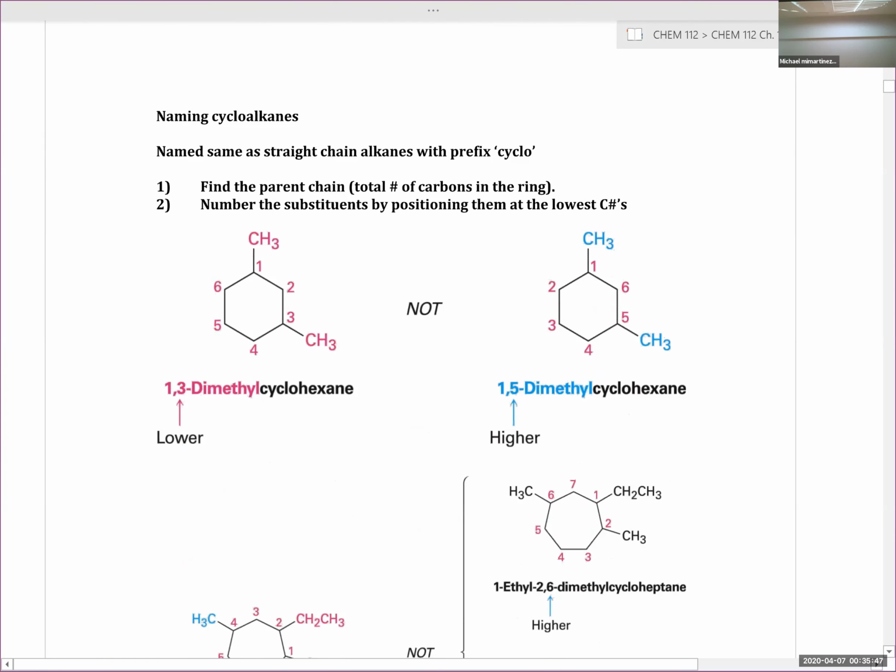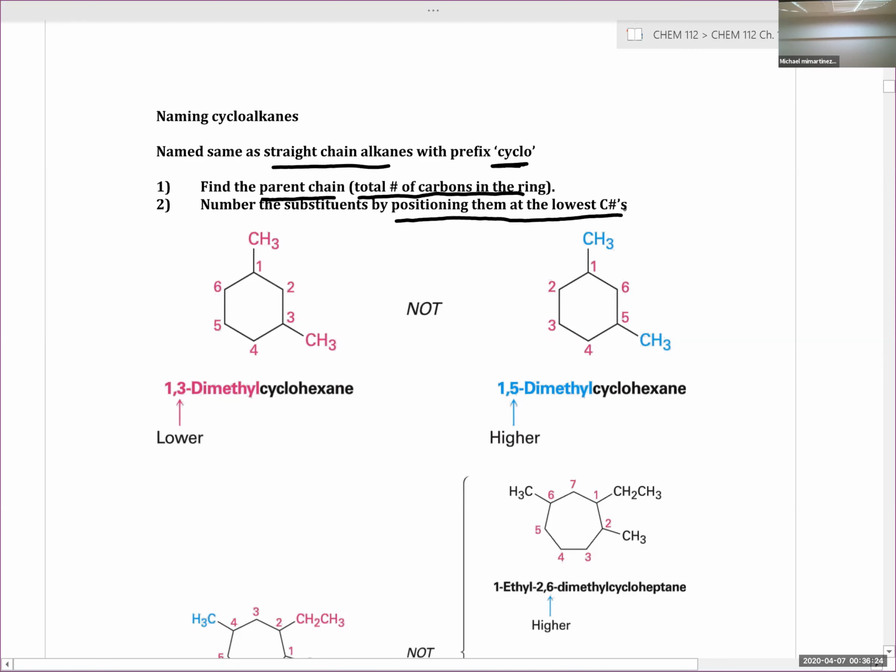Let's talk first about naming conventions for cycloalkanes. We've seen a little bit of this in the nomenclature chapter, but let's just review some of the numbering rules. They're named same as the straight chain alkanes, except you have to include the cyclo prefix. As a general process for naming these cycloalkanes, first and foremost, we're going to find the parent chain, the chain with the largest total number of carbons in the ring. And then you're going to number your substituents by positioning them at the lowest carbon numbers.